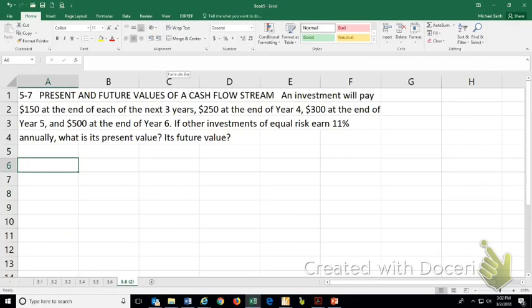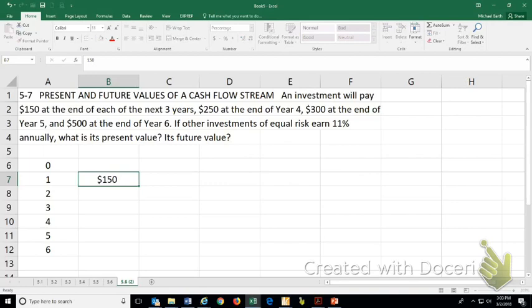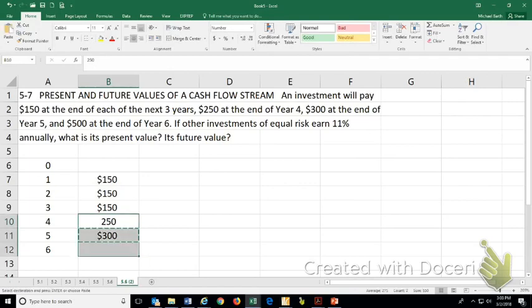Alright, so if I start with putting the cash flows in a timeline, time 0, 1, 2, 3, 4, 5, and 6, I'm going to get $150 for 3 years. Then $250 at the end of year 4, $300 at the end of year 5, and then $500 at the end of year 6.